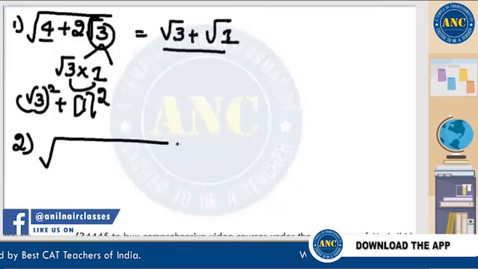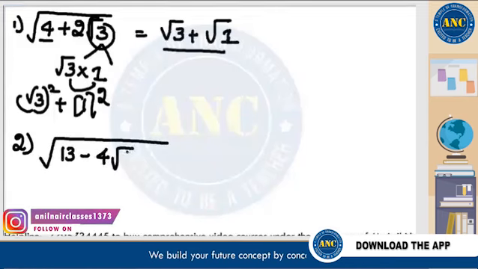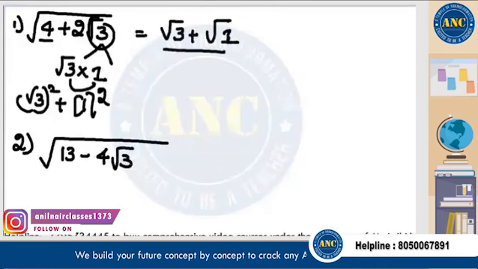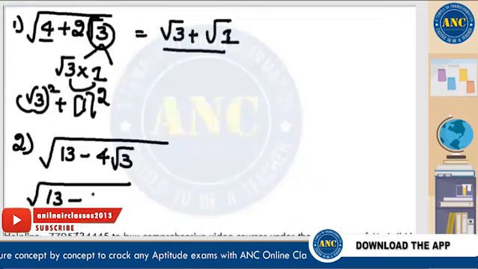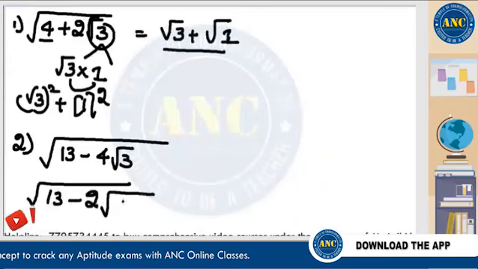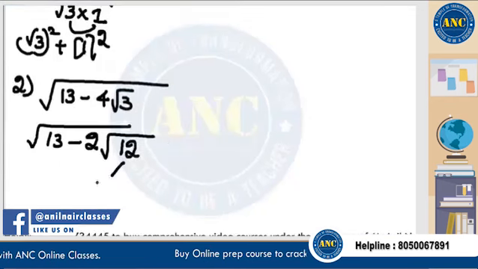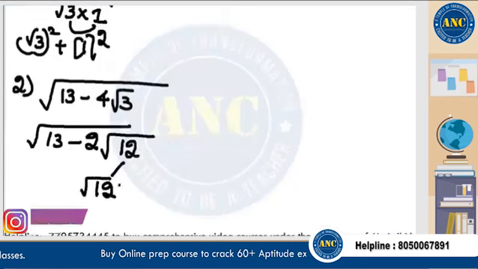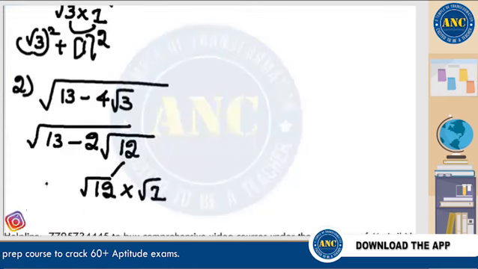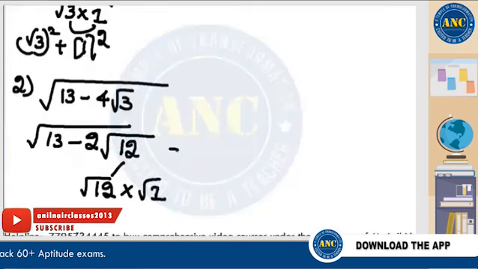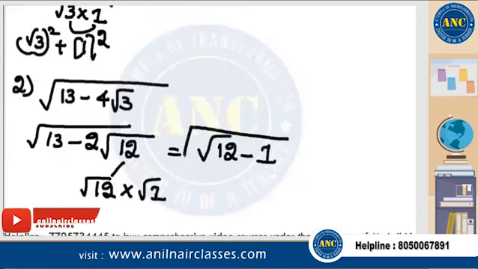Second question. Root of 13 minus 4 root 3. So this is nothing but root of 13 minus 2 into root 12, since if 2 goes inside, it is 12. If I take these factors as root 12 into root 1, root 12 whole square is 12, and root 1 whole square is 1. So the answer is root 12 minus 1.